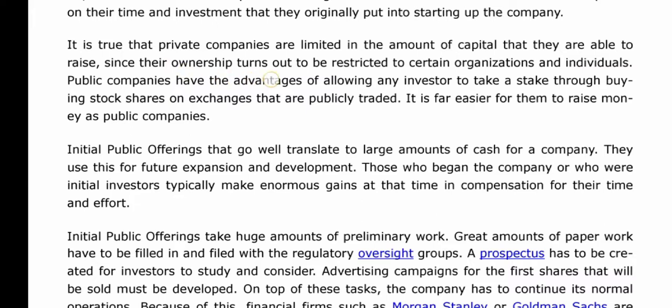Since the ownership is restricted to certain organizations and individuals, public companies have the advantage of allowing any investor to take a stake through buying stock shares on an exchange that is publicly traded. It is far easier for public companies to raise money.